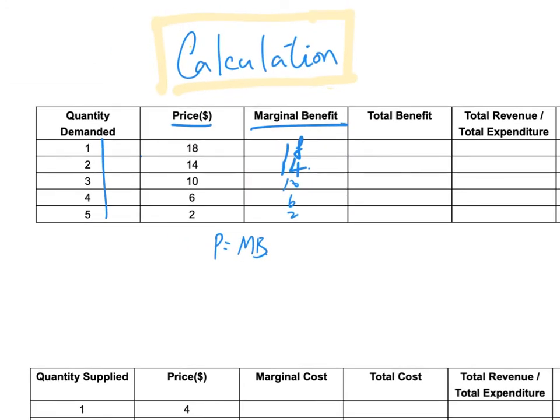And for the total benefit, we just sum up all the marginal benefits. For example, for the first quantity, there is only one unit, so it's 18. But for the second one, if we buy 2 units, that means the 18 and also the 14 are counted, so we have 32 here. For the third unit, we buy 3 units, the total includes the first, the second, and the third, so that's 42. And so on, we have all these numbers.